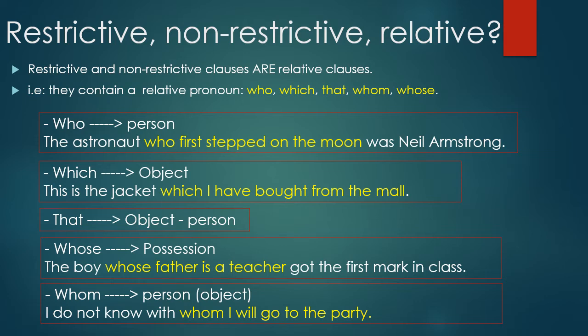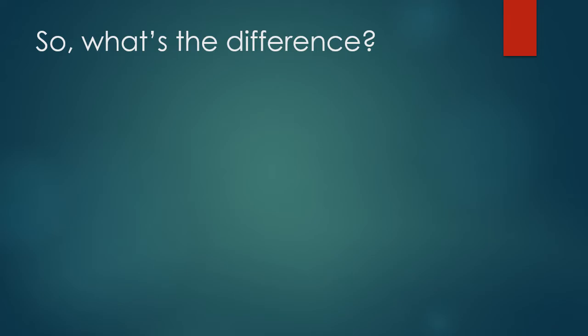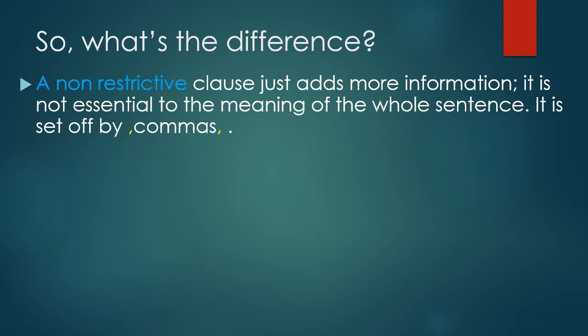Now you may ask yourself, what's the difference between restrictive and non-restrictive clauses? So I think we start with non-restrictive clauses because I believe they are a little bit easier to understand, okay? So a non-restrictive clause just adds more information. It is not essential to the meaning of the whole sentence. It is set off by commas. So we put the non-restrictive clause between two commas. So it's not essential to the meaning of the whole sentence, meaning that we could remove the non-restrictive clause and not really affect the meaning or change the meaning of the sentence.